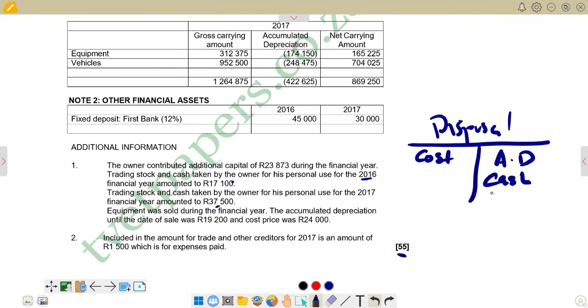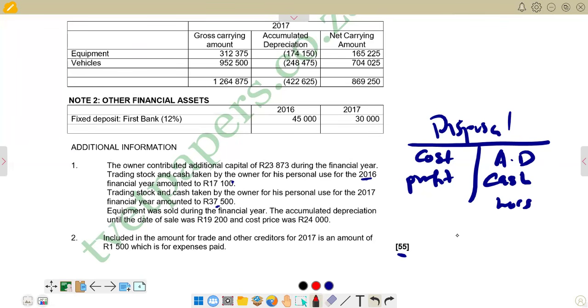So this is what we have, and then you compare to see which one is greater, so that you can determine whether it's a profit or loss. If we have got a smaller figure on the debit side, it means it's going to be a profit. But if it's a smaller side on the credit, we are going to give a loss. So this is what we have.